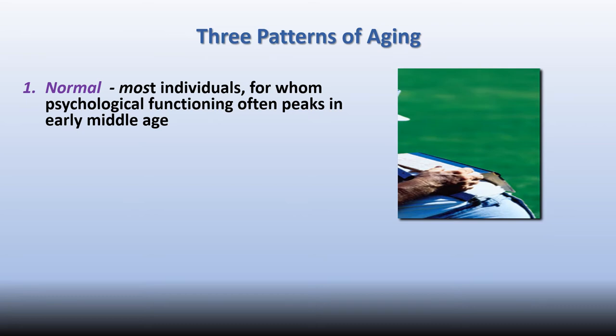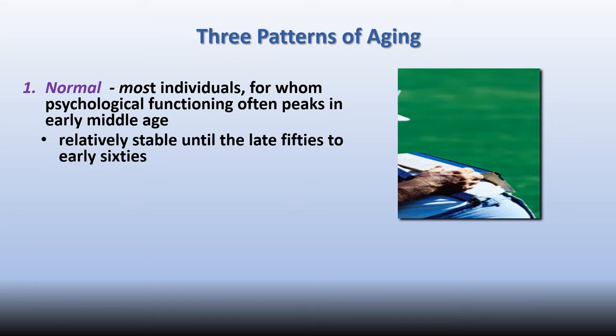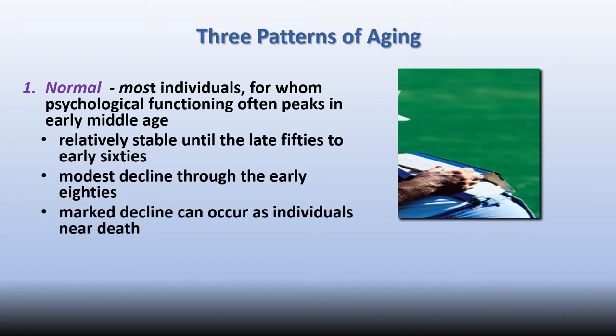So the first one here, normal: most individuals' psychological functioning often peaks early in middle age, and then tends to stay relatively stable until they get into their late 50s, early 60s. Remember, we're talking here about psychological function. They tend to have modest decline, which means not super dramatic, but modestly steady, through the early 80s. All right, marked decline can occur as individuals near death.